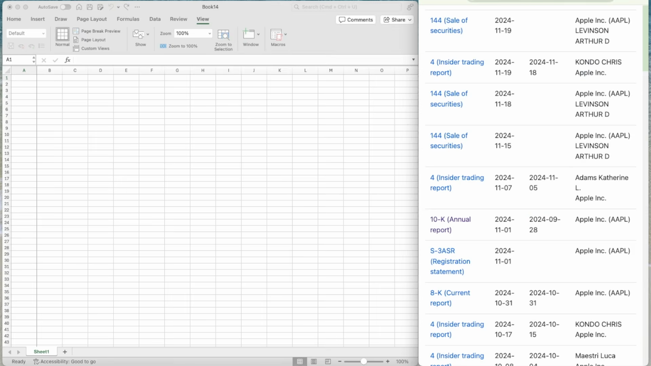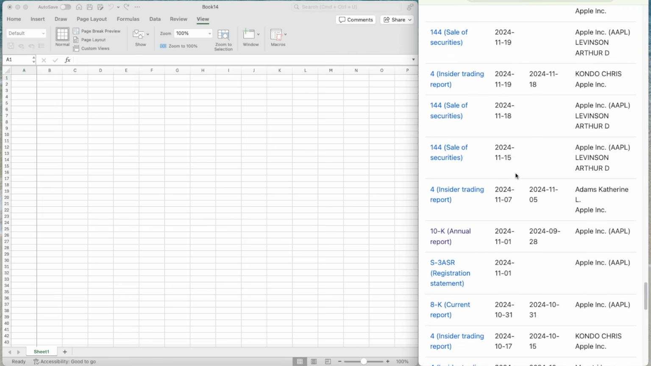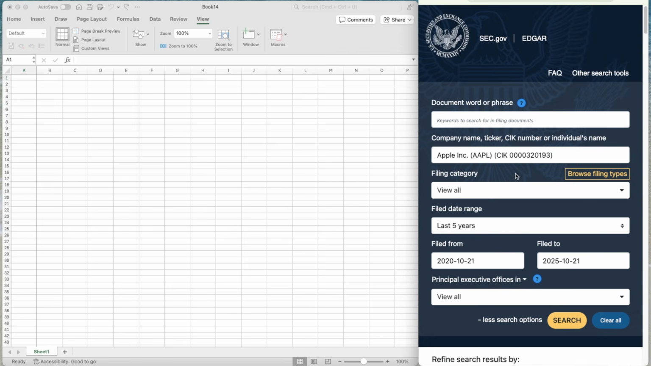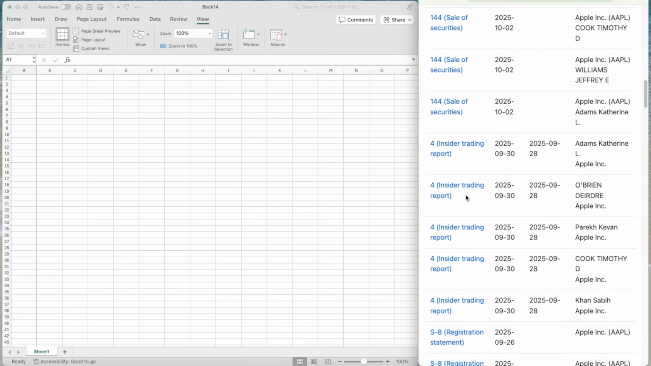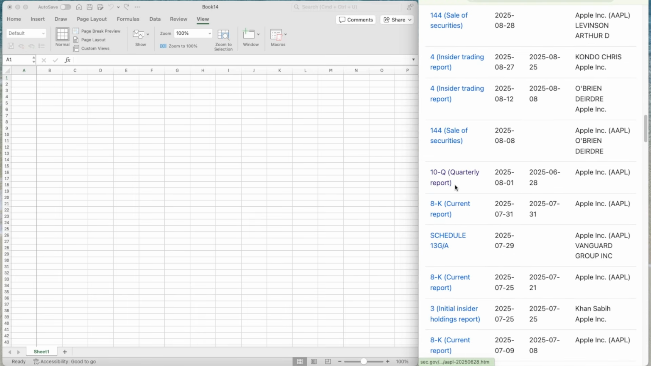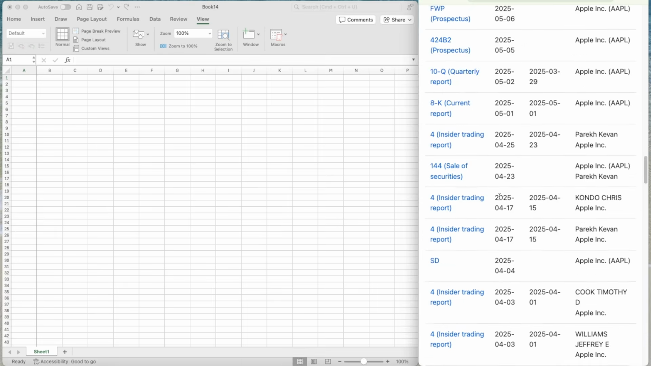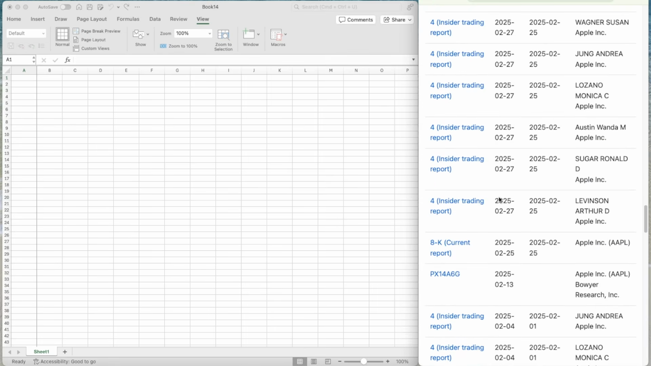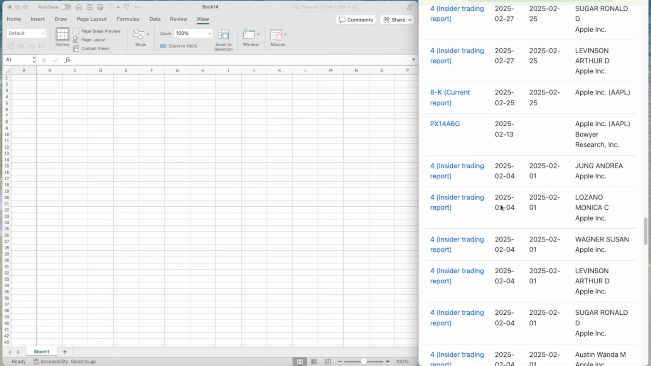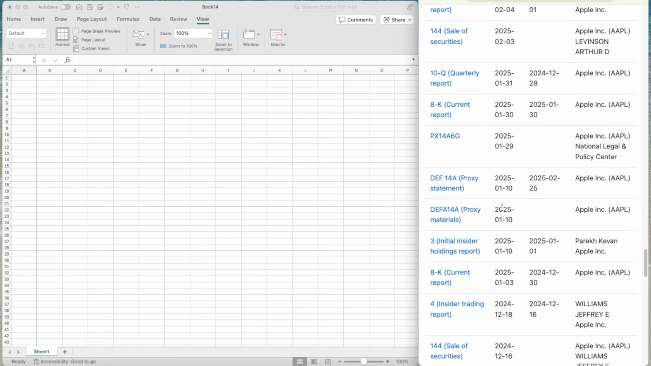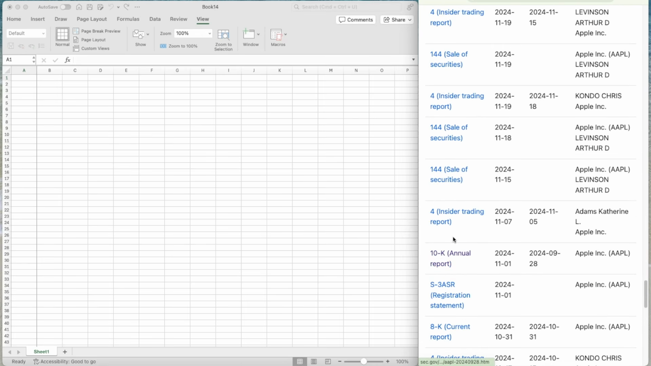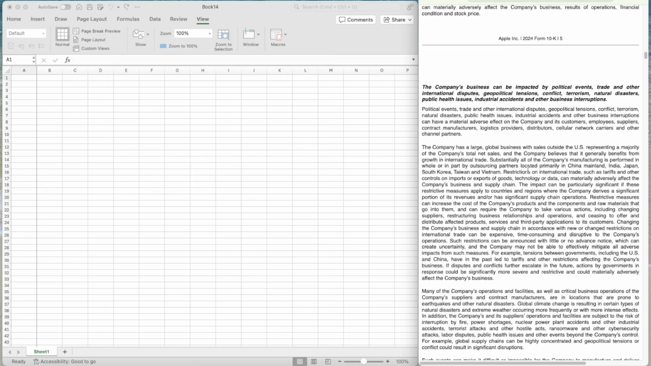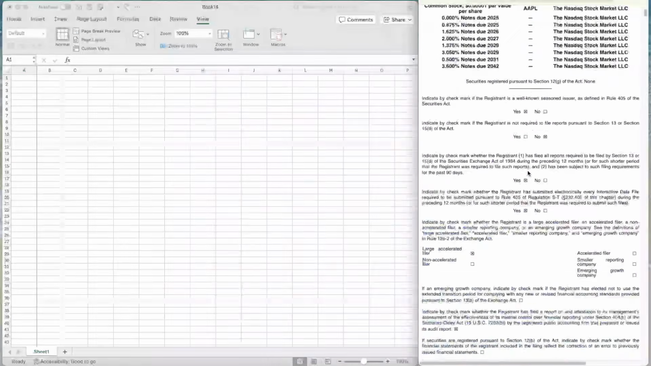So go onto the SEC website. We need the latest search for Apple under company name, and then we need the latest 10Q and the latest 10K. The 10Q is a quarterly report, and the 10K is the annual report. So here it is here. If we open those two up, I've got them here.